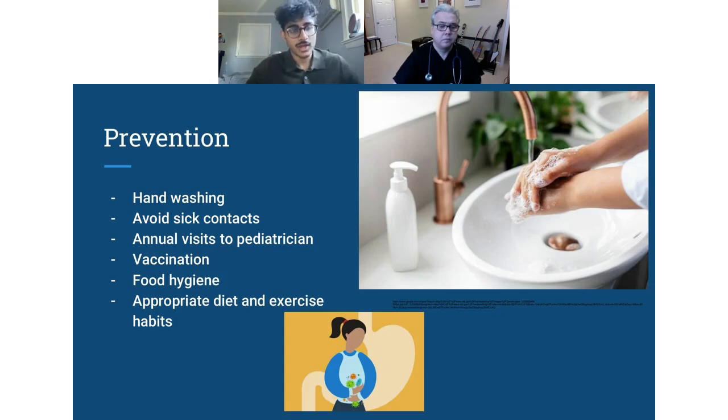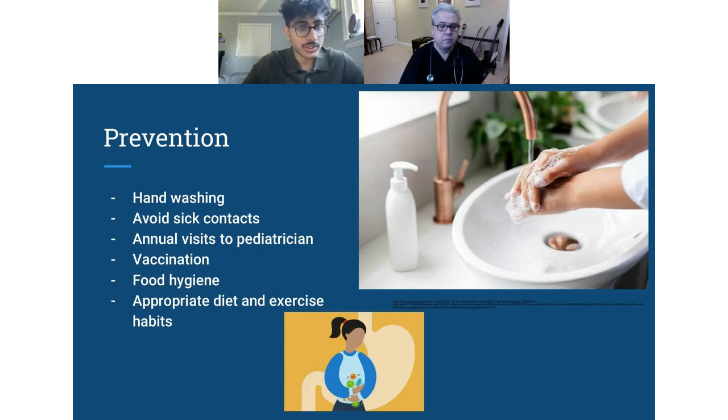And how do we prevent a lot of these conditions we discussed today? So, with the infectious issues that we talked about, I think hand washing is really important, avoiding sick contacts with people you know that have had these symptoms, and making sure that you visit your pediatrician annually and at any occurrence of severe symptoms is really important, to make sure that they can evaluate, and making sure that your child is vaccinated with the proper immunizations, like for rotavirus and other GI related pathogens.